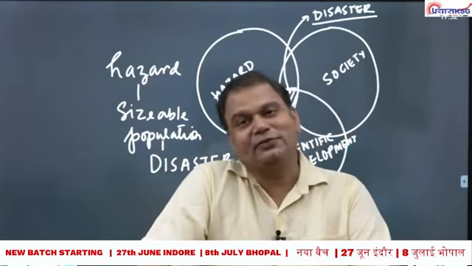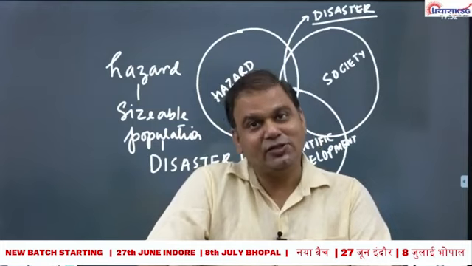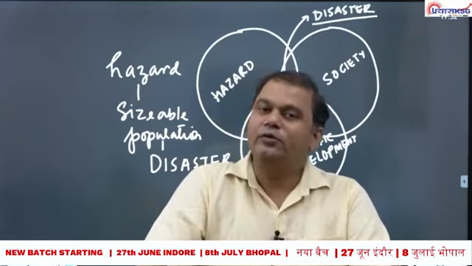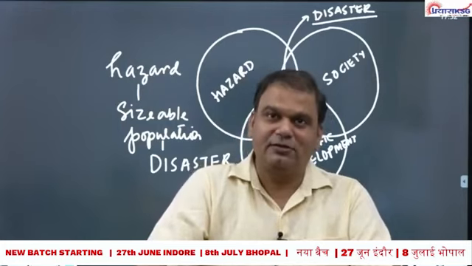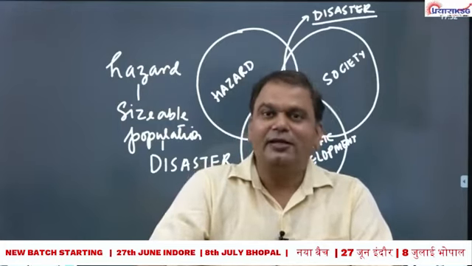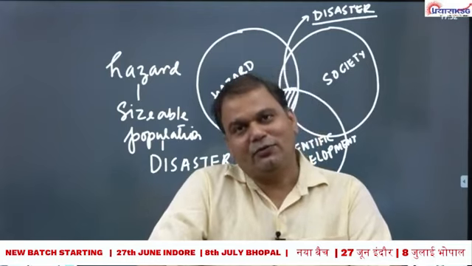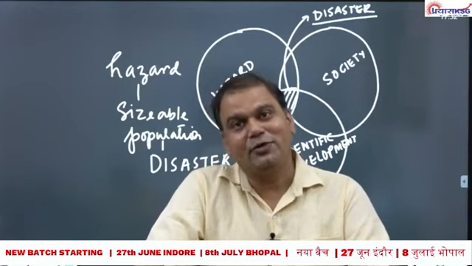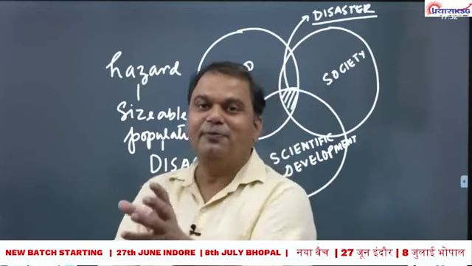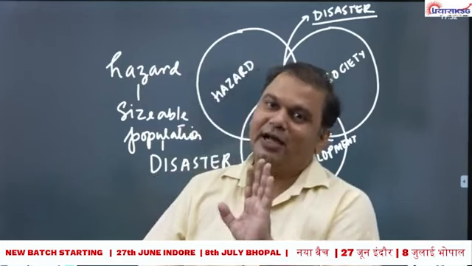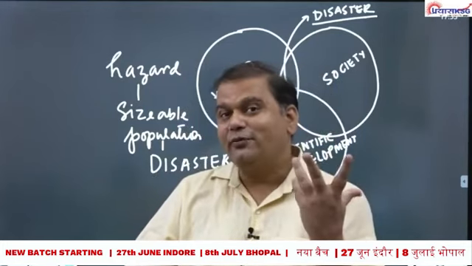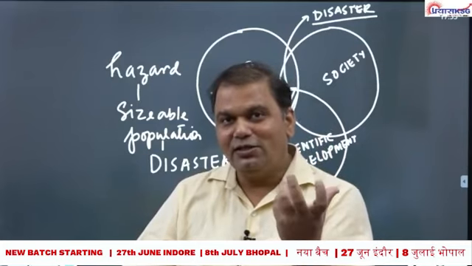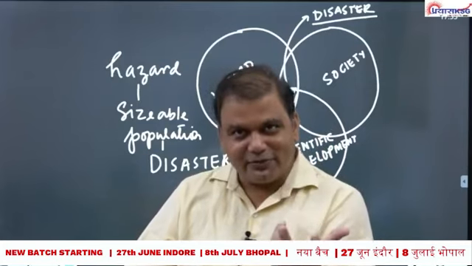Clear? So it means what? It means that it has to affect a group, a society, etc. Fine? And on this basis, you can define disaster also. So remember that disasters do not occur in a vacuum. It cannot happen in vacuum. So when a hazard affects a sizable population, then only it can be termed as a disaster. So in other words, we'll say what? That disaster happens at the intersection of society, hazard, and scientific development.